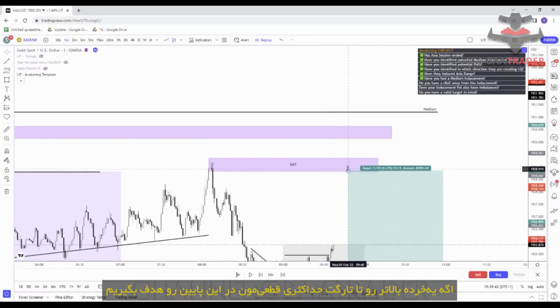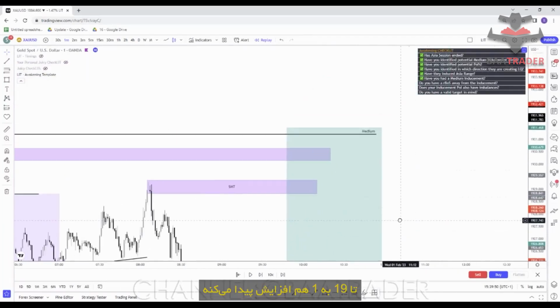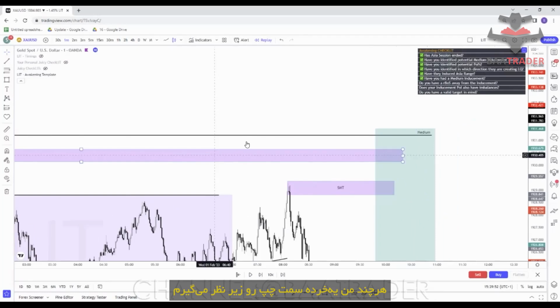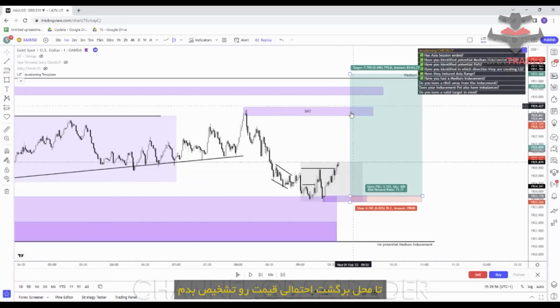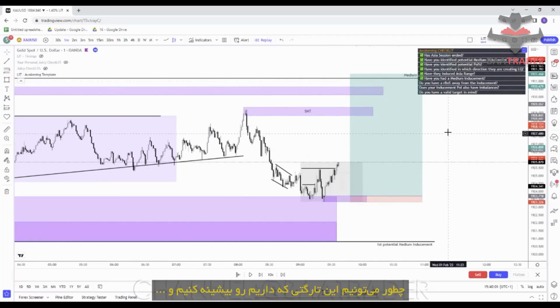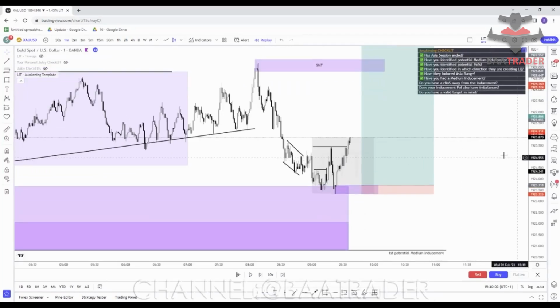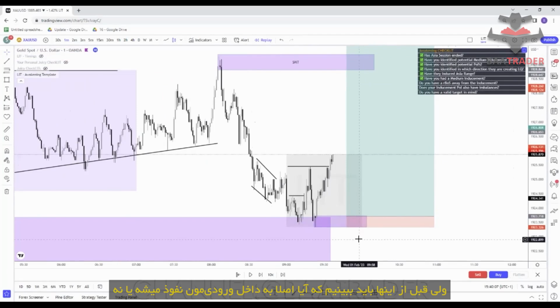If we were to aim a little bit higher to our absolute maximum target down here, that will extend to a 19 to 1. However, I will actually look to the left a little bit just to identify where price can potentially reverse, or how we can maximize this target we have going on. But before that, I want to see if we are able to even get tagged into our entry.